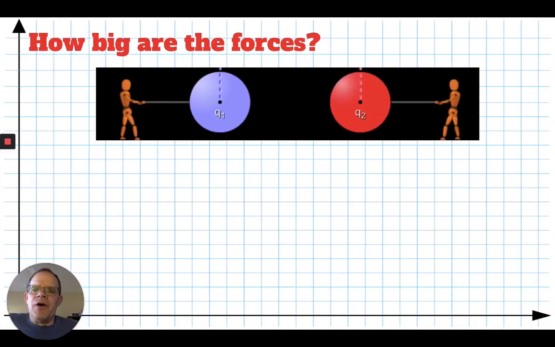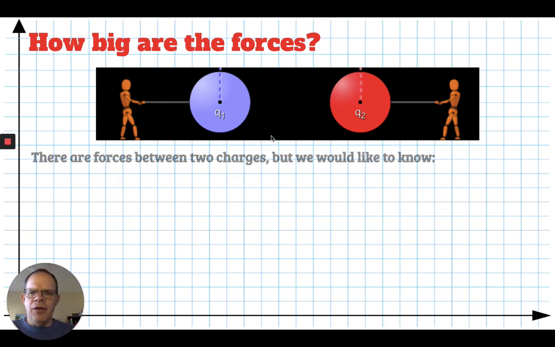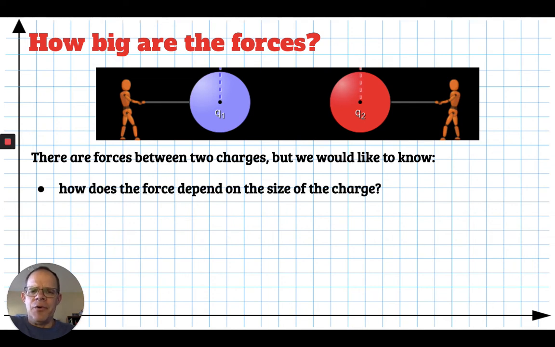Okay, so now the question is, how big are these forces? And we're going to do a lab to investigate this. So we have two charges, and we'll call them Q1 and Q2. In physics, we use Q as the variable for charge. I want to know, there are forces between these charges, but how does that force depend on the size of the charge? So I'm going to look at Q2 here. If I make Q2 bigger and bigger and bigger, what happens to the force between these two charges?